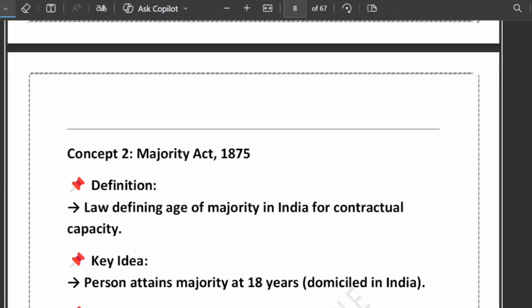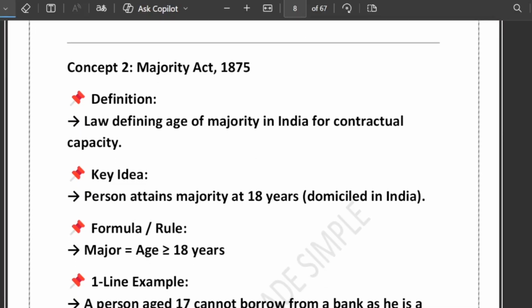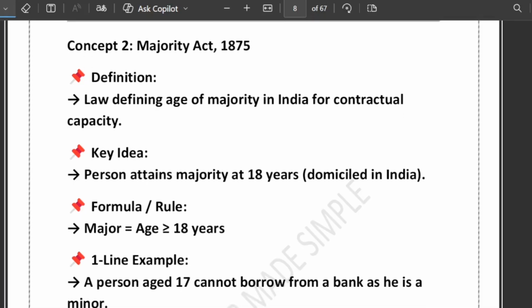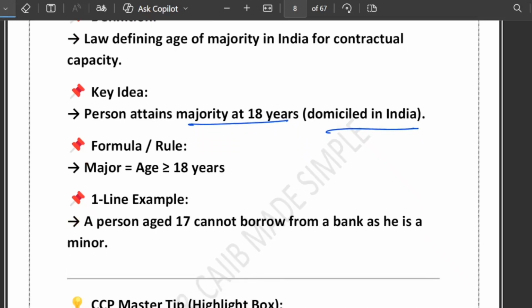Now, there is an act called the Majority Act 1875. It is the law defining the age of majority in India for contractual capacity, right? So there is a law which defined what the age of majority in India should be. The key idea is that a person attains majority at 18 years, if domiciled in India. So the formula is very simple. Majority means age should be greater than or equal to 18 years.